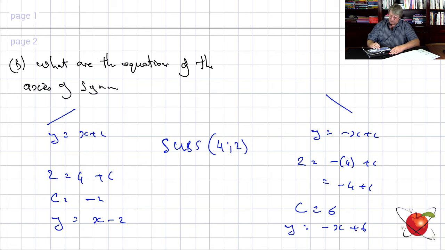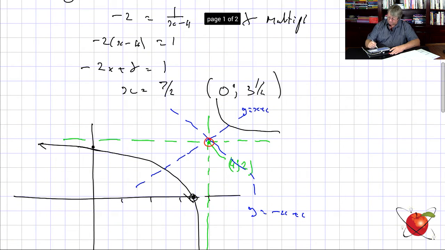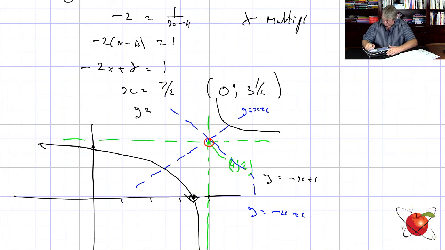Right? Then I go back to my graph and I write them over here onto my graph. This is going to be y is equal to minus x plus 6. And this is going to be y is equal to x minus 2. Over there, minus x plus 6. And this one is y is equal to x minus 2. And you can see it's heading off down in that direction, isn't it?